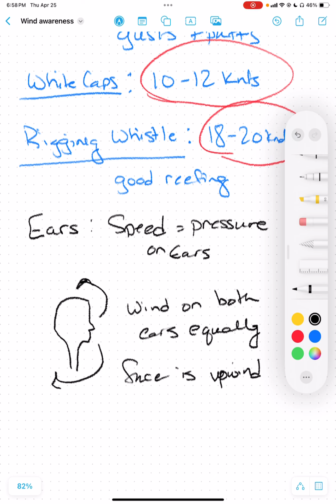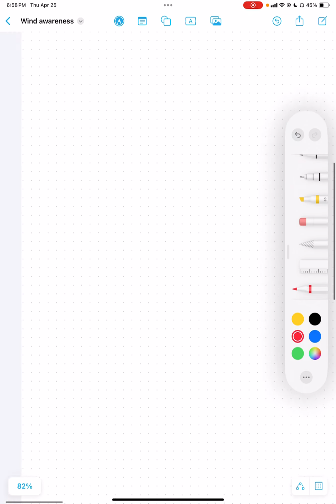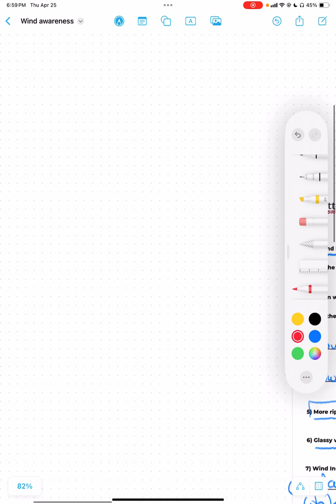So if your sailing coach tells you point to the wind, which we say a lot, you're going to use your face and your ears and you're going to turn it back and forth until you get equal pressure, equal sound on both ears and then point. And that is going to be the direction of the wind. So the ears are one of my very favorite wind indicators because it helps beginners find the wind, the upwind angle, right? The exact upwind axis of the wind. Okay, that is wind indicators.